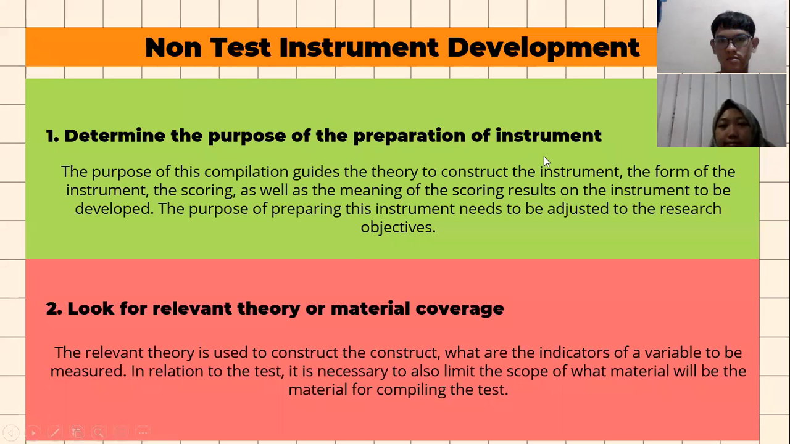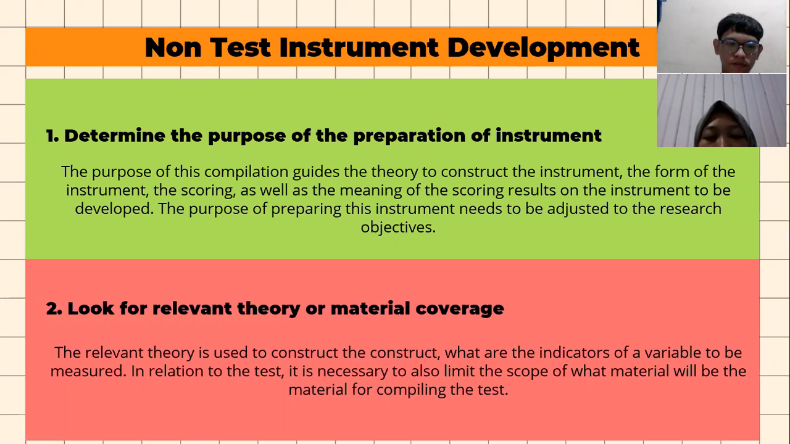Next, for the first step, determine the purpose of the preparation of the instrument. The purpose of this compilation includes the theory to construct the instrument, the form of the instrument, the scoring, as well as the meaning of the scoring result on the instrument to be developed. The purpose of preparing this instrument needs to be adjusted to the research objective.